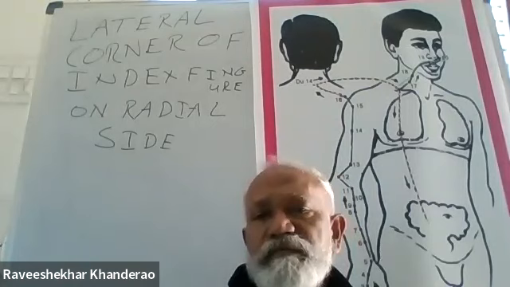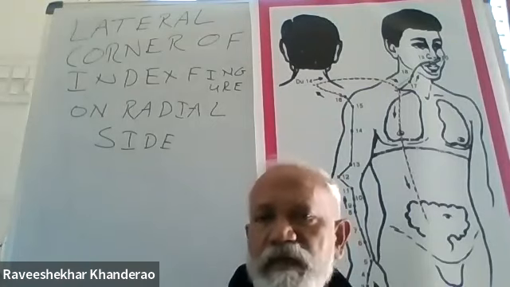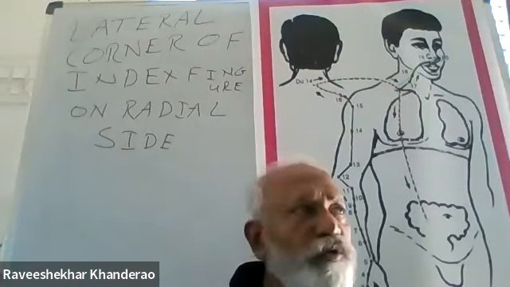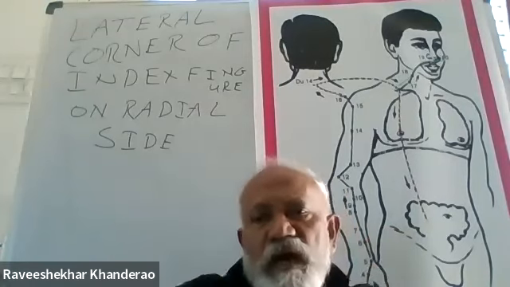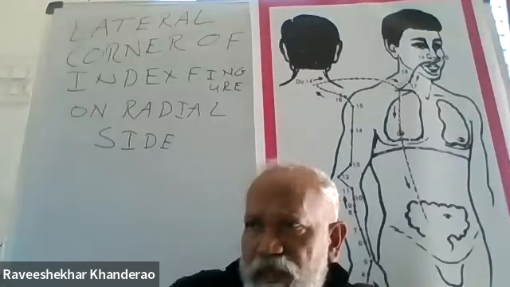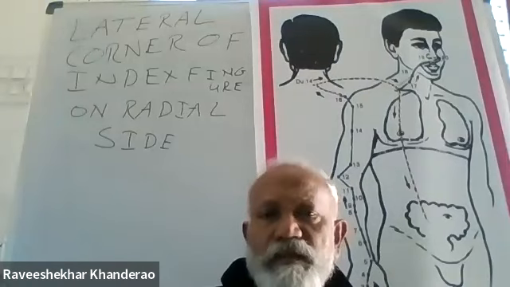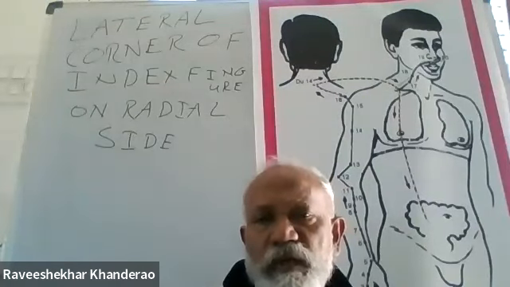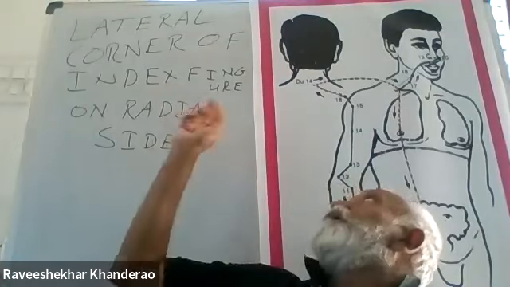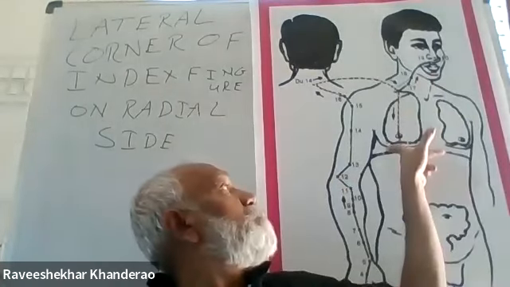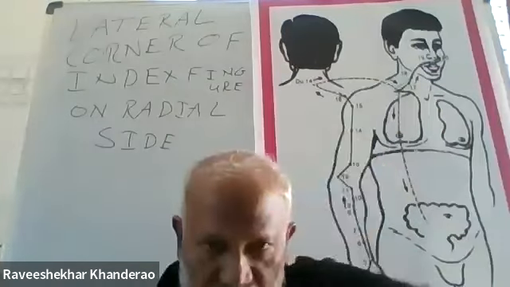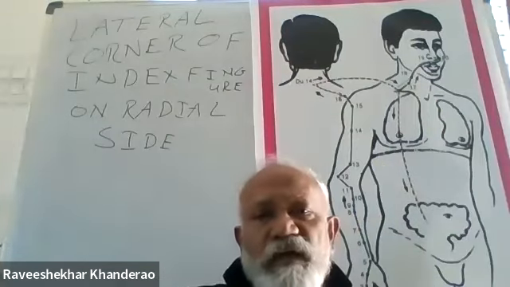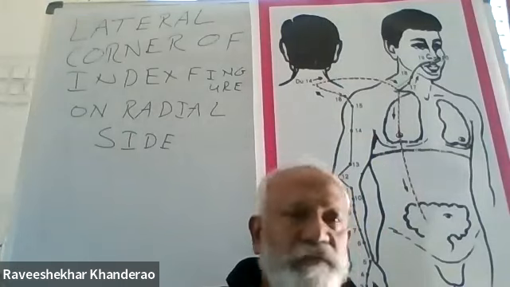LI20 भी देते हैं. मैं LI20 देता हूँ बायलैटरली, अगर सोर थ्रोट पे. तो क्यों? क्योंकि लंग स्टार्ट फ्रॉम थ्रोट, यहाँ से स्टार्ट होता है, और एंड होता है जहाँ पे एंड ऑफ द लंग्स होता है, डायफ्राम तक. Okay, expel the wind, releases exterior.